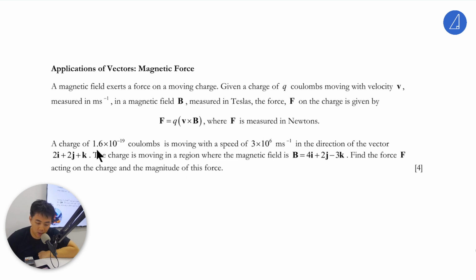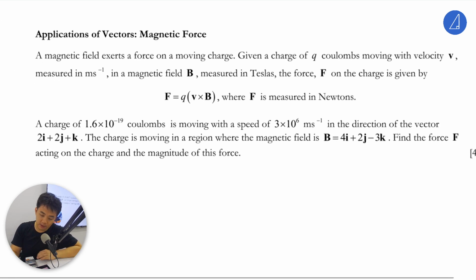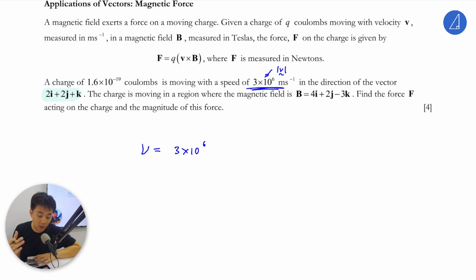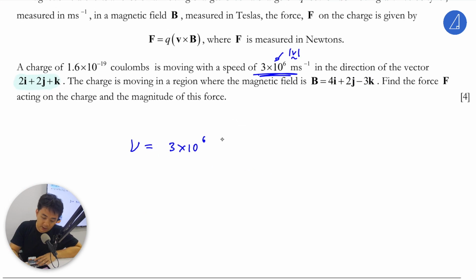So a charge of 1.6 times 10 to the power negative 19 coulombs is moving with a speed of 3 times 10 to the power 6 in the direction of this vector. Okay, great. In this case, v will be 3 times, this is the magnitude, the speed is the magnitude, right? So this is modulus v, the magnitude, multiplied by the unit vector of this direction.